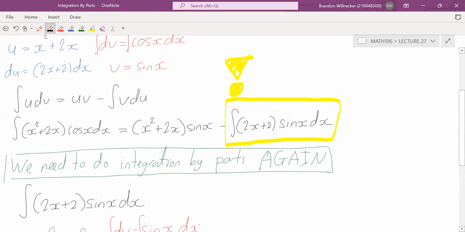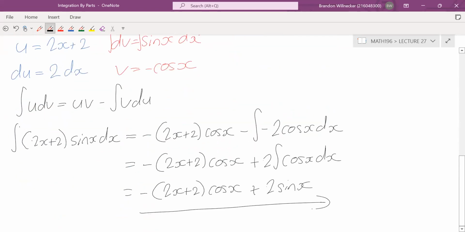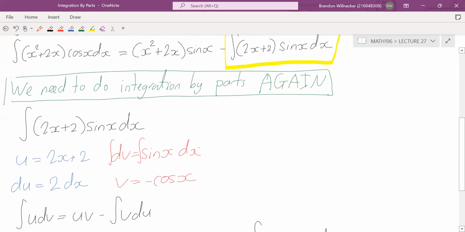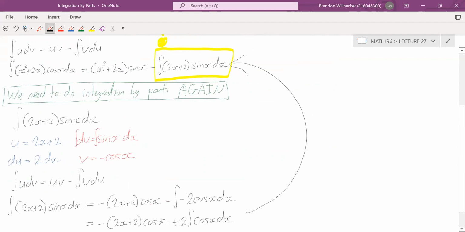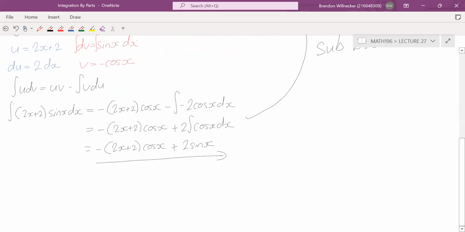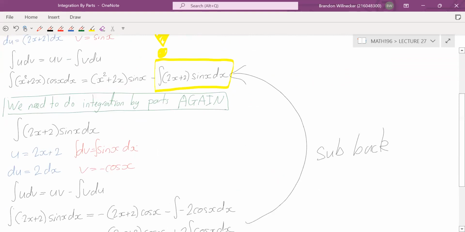That big box in yellow, that integral is this part over here. So we just need to add this. So we're taking, zoom out here, we're taking this and we're substituting it back. Okay, and then that will give us our final answer. So the integral of (x squared plus 2x) cos x dx is equal to that part we had before, (x squared plus 2x) times sine x.